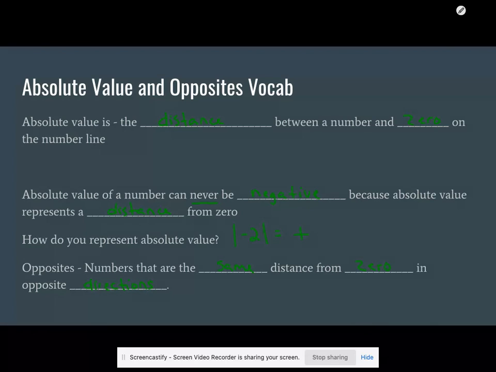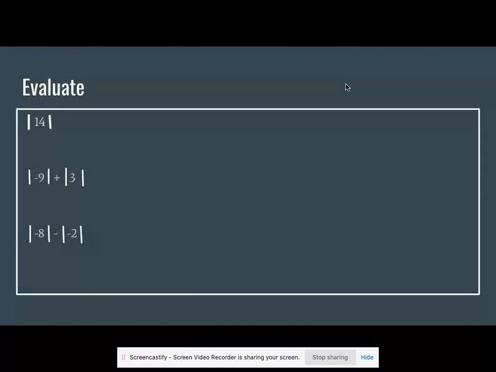All right, so taking a look at some absolute values, we're going to do what we call evaluate. So I have absolute value of 14. Well, what does that equal? Well, it equals positive 14.